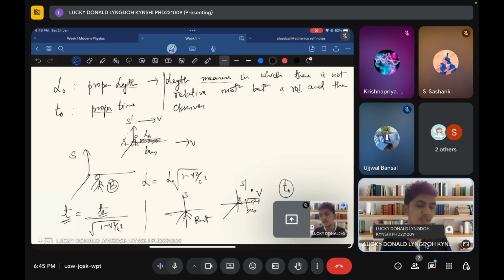And similarly for time dilation, if you are measuring any events in such a way that there is no relative motion between you and the object, then you will have a proper time. But if that event is moving and you try to measure it from outside, you will get what is called time dilation, given by T equal to T naught by root over 1 minus v square by c square.